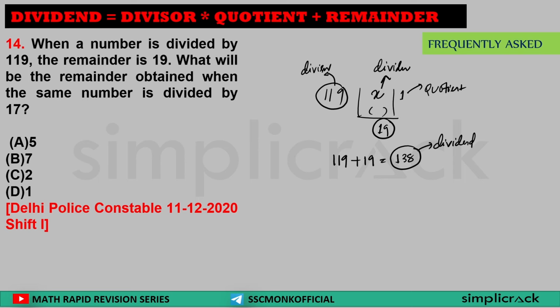Now it is saying if this number is divided by 17, what will I get? Sir, 17 sevens are 119. 17 eights are 136. So what is the remainder? 138 minus 136 is equal to 2. So 2 is my remainder. Answer option C. Clear? This way you can solve the question. You will directly take the quotient 1 and you will solve the question.